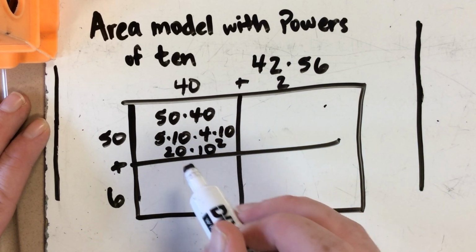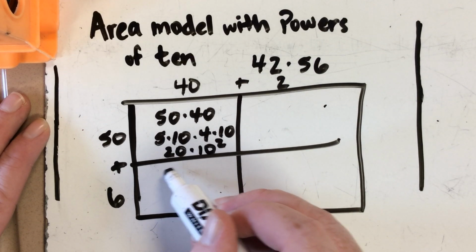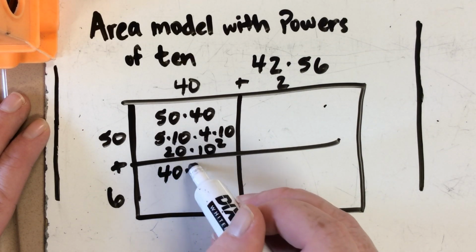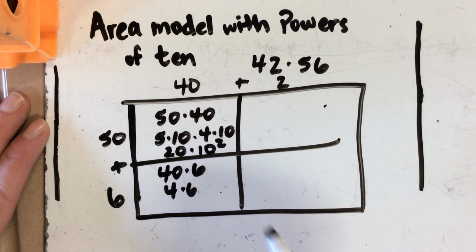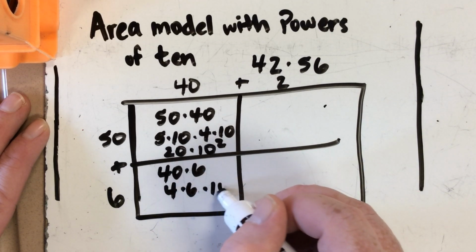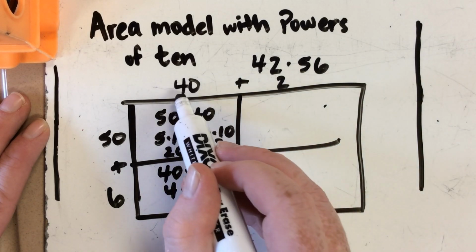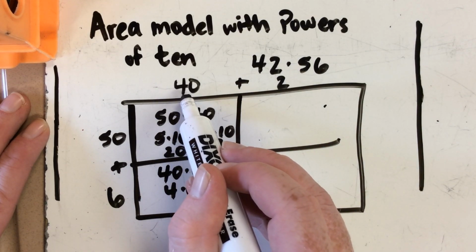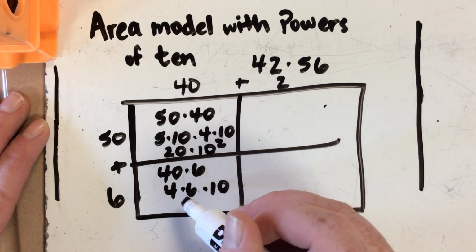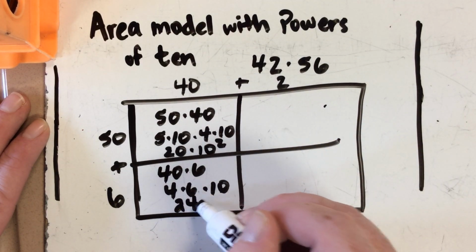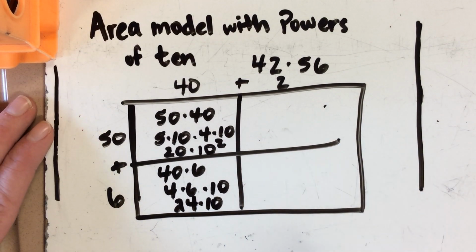If I go down to the next box, that would be 40 by 6. That becomes 4 by 6 is the multiplication fact. And then only times 1 10. 40, this 4 is in the tens place. The 6 is in the ones place. So it becomes 24 by 10.